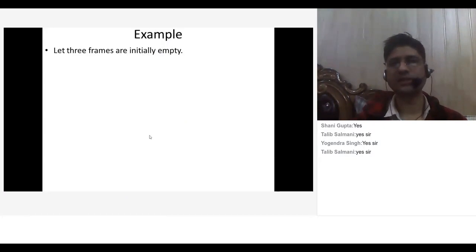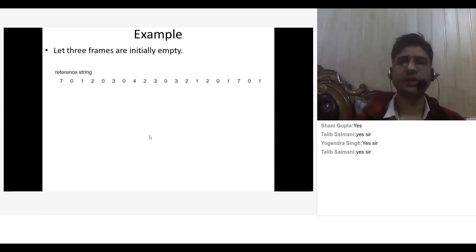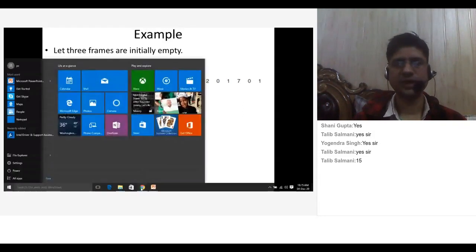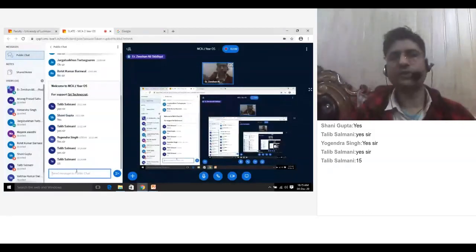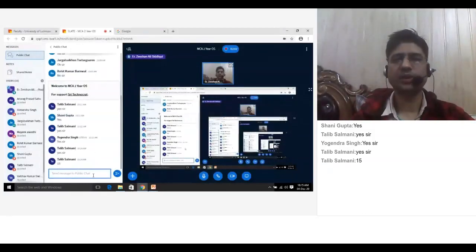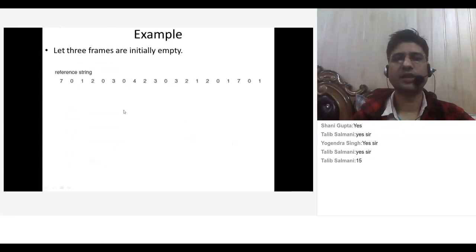Let three frames be initially empty, and here is the same reference string that we used for FIFO page replacement. In FIFO, for this reference string, what was the number of page faults? Do you remember from the last class? The page faults for FIFO for this reference string was 15, I guess, right? Yes, for FIFO it was 15. Let's see for optimal page replacement what the page fault rate is for this given reference string.